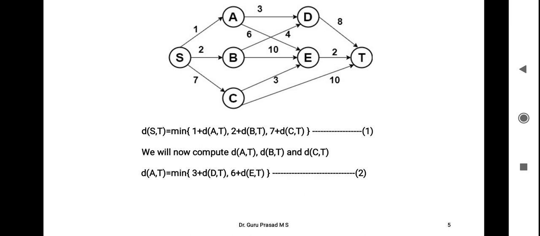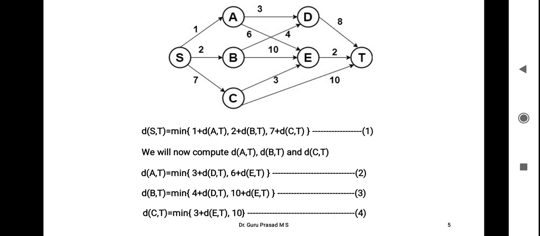For d(A, T), from the vertex A there are two outgoing edges. In that you have to choose the minimum. Minimum of 3 plus d(D, T), comma 6 plus d(E, T). From the vertex B there are two outgoing edges. In that you have to choose the minimum. d(B, T) equal to minimum of 4 plus d(D, T), comma 10 plus d(E, T).